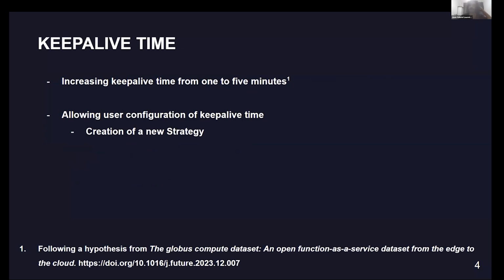So regarding the keep alive time, the first thing we did was to increase it from 1 to 5 minutes. And we chose this value from the hypothesis from the Globus Compute dataset study, which claimed that 93% of the functions used on the service would benefit from a bigger keep alive time. So that's why we chose this value. And in the meantime, we also made it so that users could configure this keep alive time so that they could use what fits best their workflows.